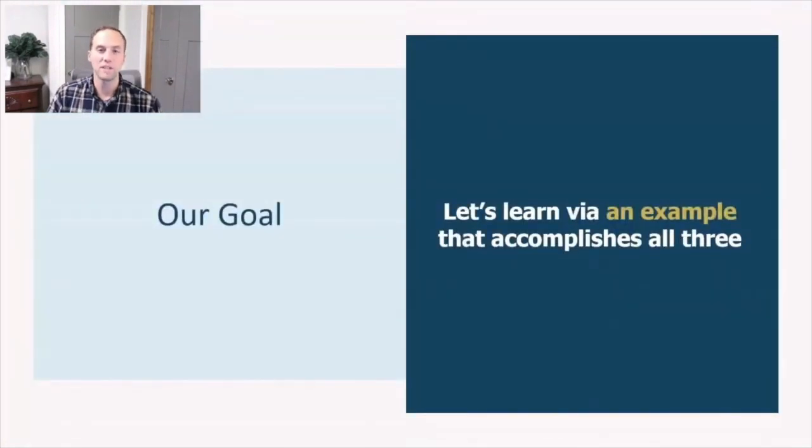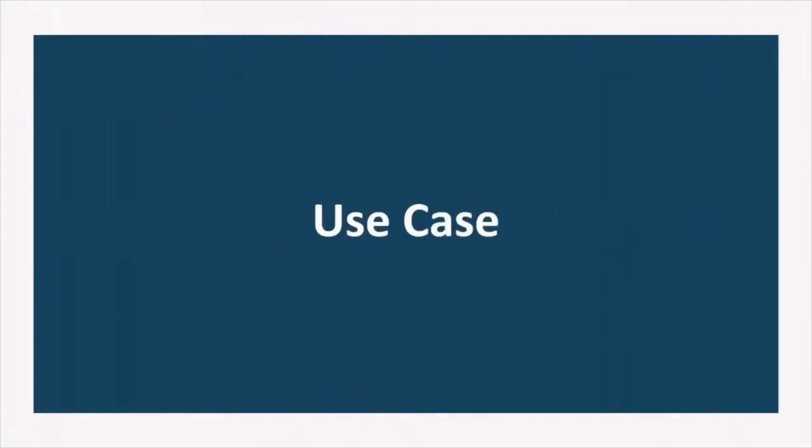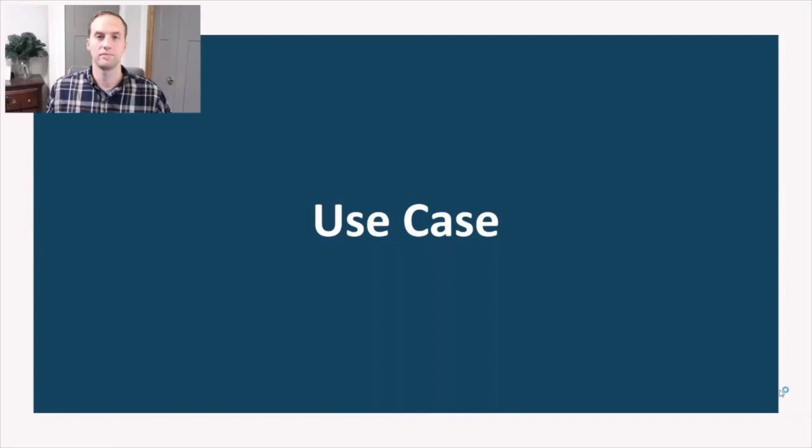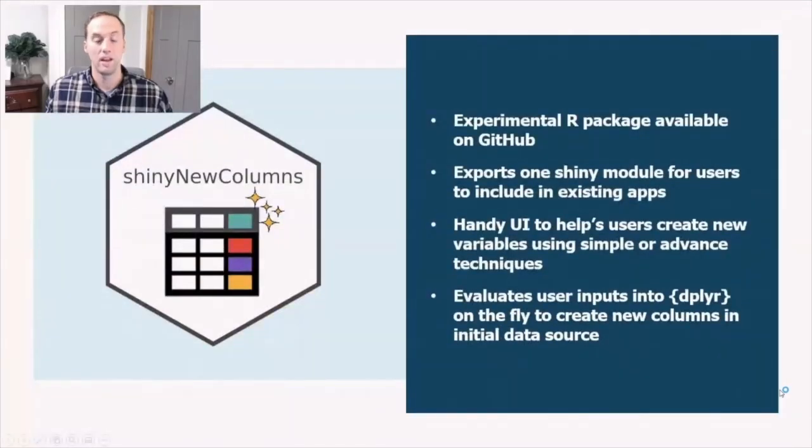I believe the best way at learning something is usually trial by fire. So we're going to walk through an example together that accomplishes all three of these goals. Enter Shiny New Columns. This is an experimental R package that I've been working on, hosted on GitHub currently, so it's freely available for you to look at and explore.